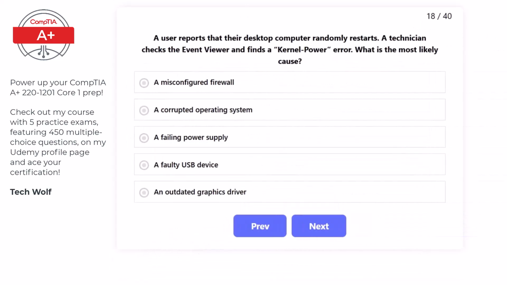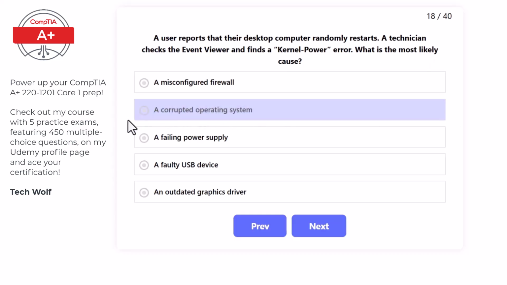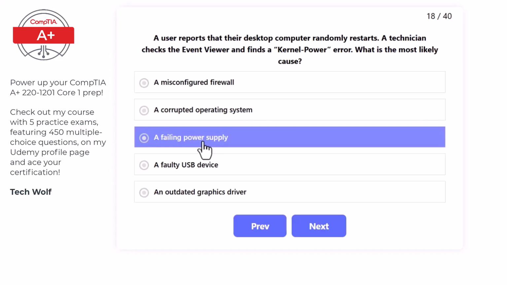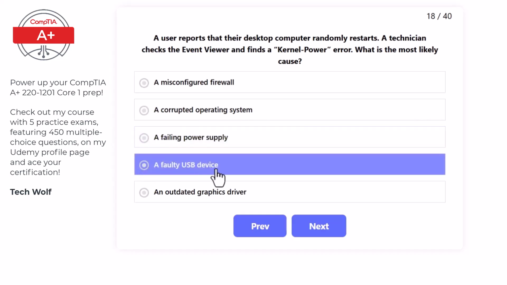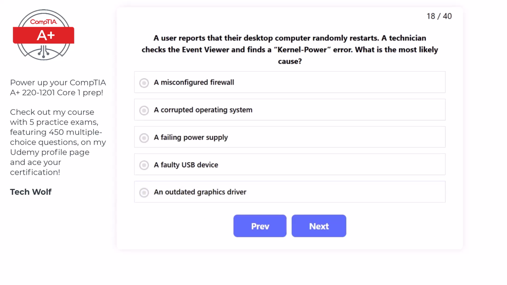And next question. A user reports that their desktop computer randomly restarts. A technician checks the event viewer and finds a kernel power error. What is the most likely cause? A misconfigured firewall, a corrupted operating system, a failing power supply, a faulty USB device, or an outdated graphics driver. So which would be the most likely cause here?